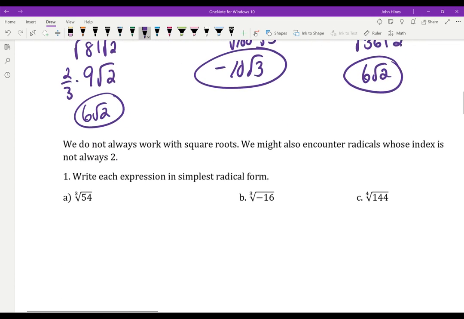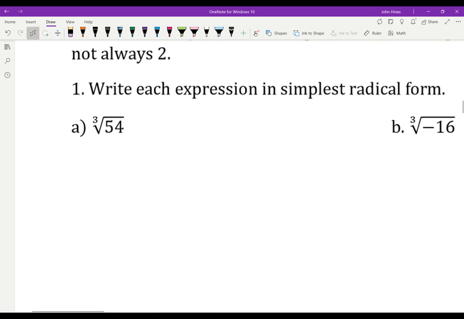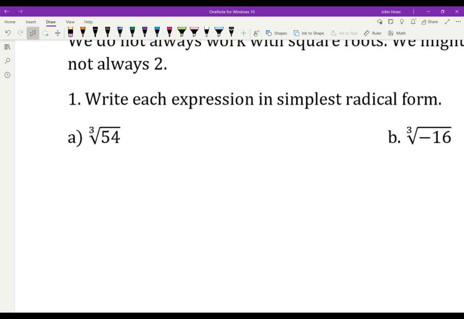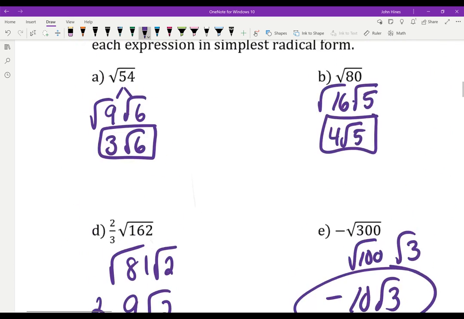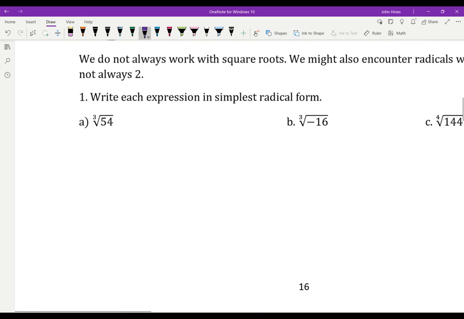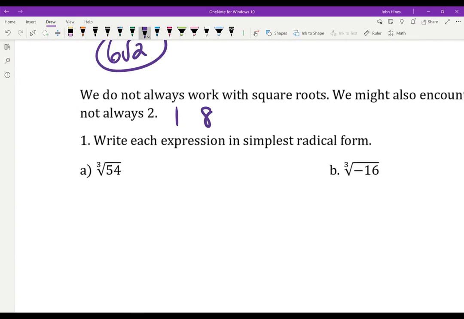It's not always square roots. Here I'm working with a cube root. Well, a square root says what times itself gives me that number. A cube root says what do I need to multiply 3 times to get this number. So when we simplify cube roots, we're going to do the same thing, except we're going to divide out perfect cubes. So let me write these perfect cubes again for you. 1, 8, 27, 64. I think that's as big as I go.